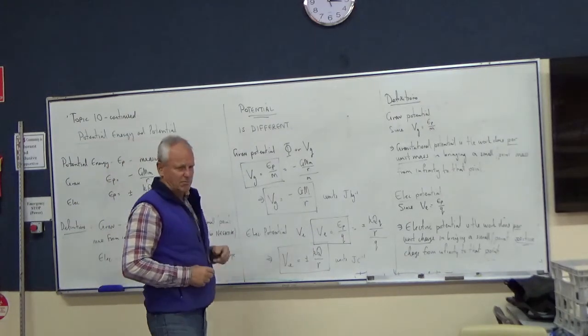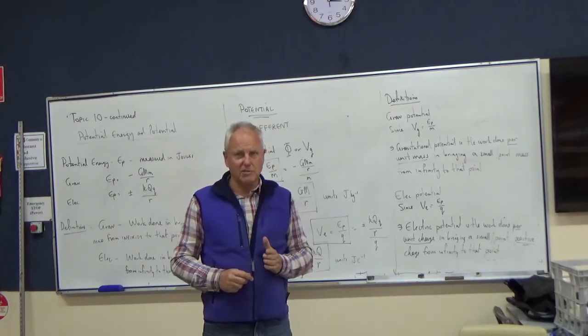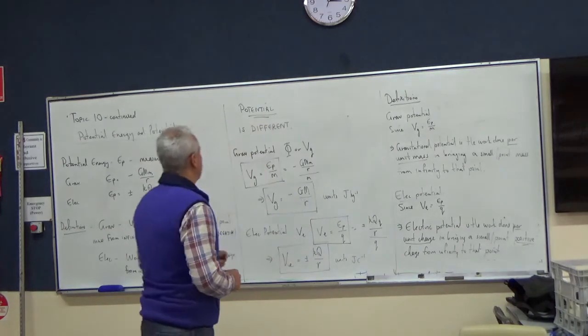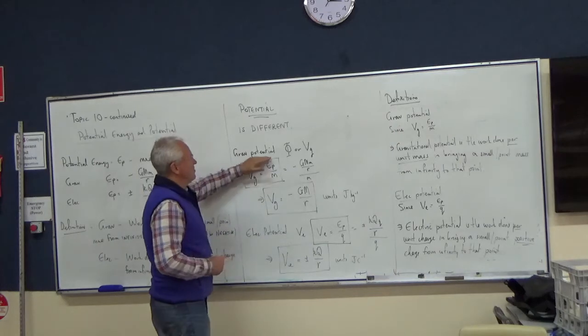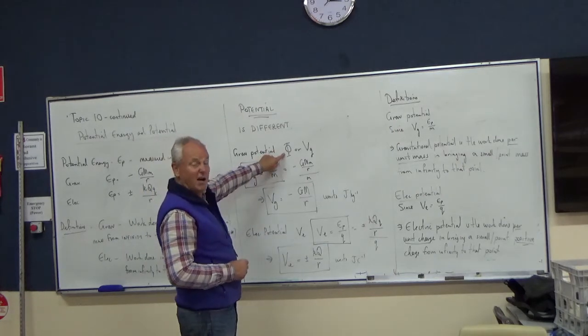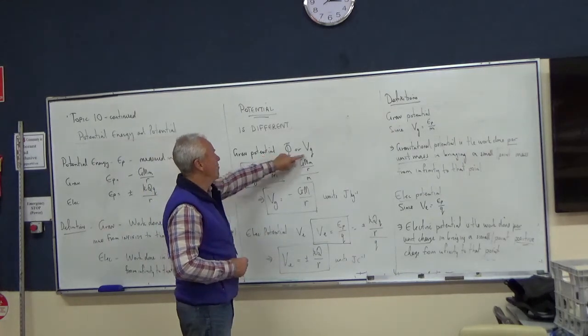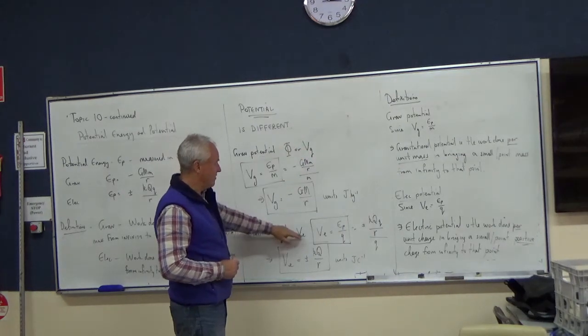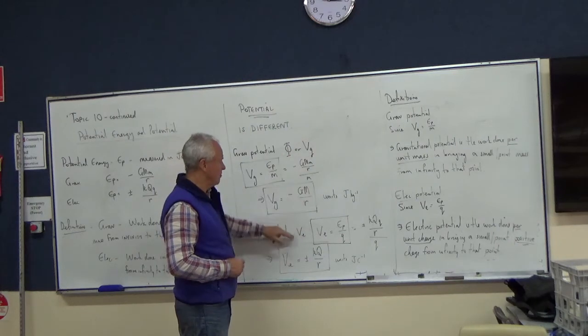Okay, potential is not the same as potential energy. They are different things. Gravitational potential, sometimes that symbol phi, the Greek letter phi, or Vg. V for potential, and for electrical we've got Ve. So V gravitational or V electrical.